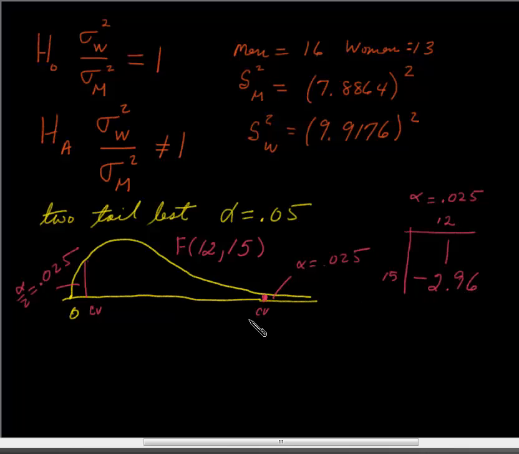2.96. So this critical value is 2.96, and everything above that is going to be in the critical region. So there's a critical region, and anything down here is in a critical region. I haven't found this guy yet. And anything that is in here, this is the region of acceptance, where we have to accept the null hypothesis.